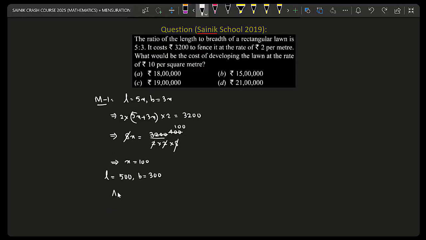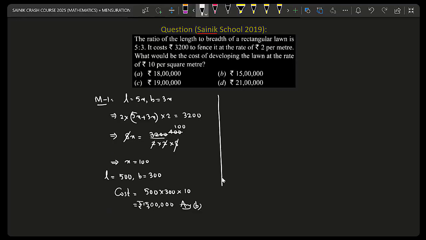Let us directly find the cost. First, the area is 500 into 300, in square meters. Every square meter costs 10, so multiply by 10. What is the final answer? 15 followed by how many zeros? 1, 2, 3, 4, 5. It is 15 lakh rupees. So which option? Sir, option B.